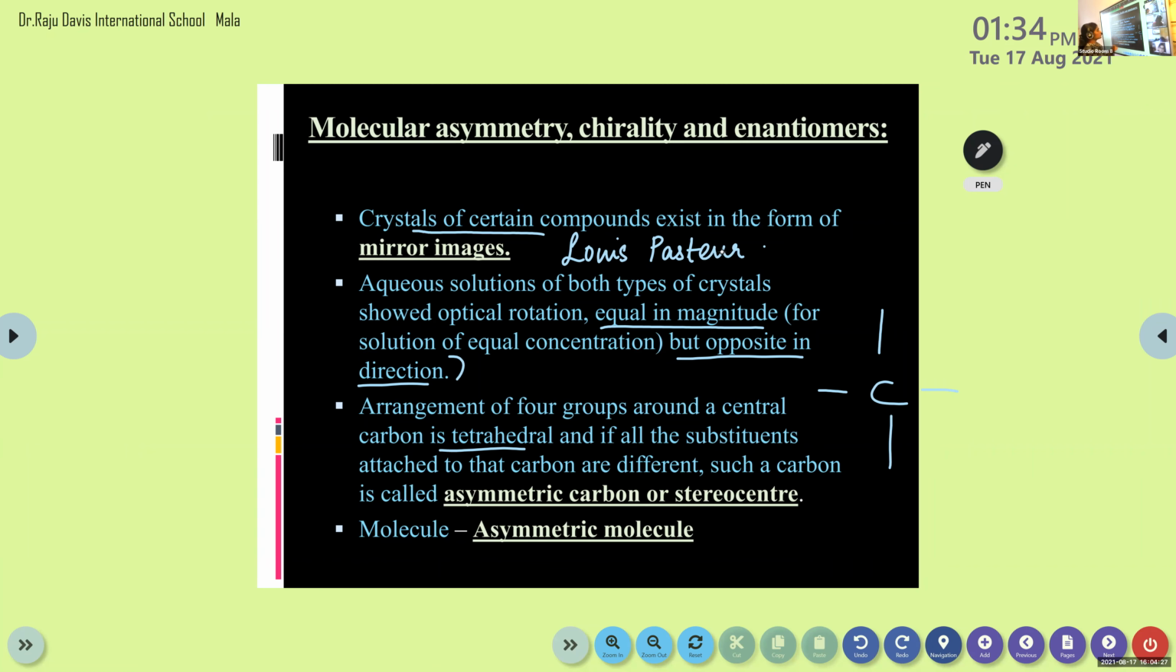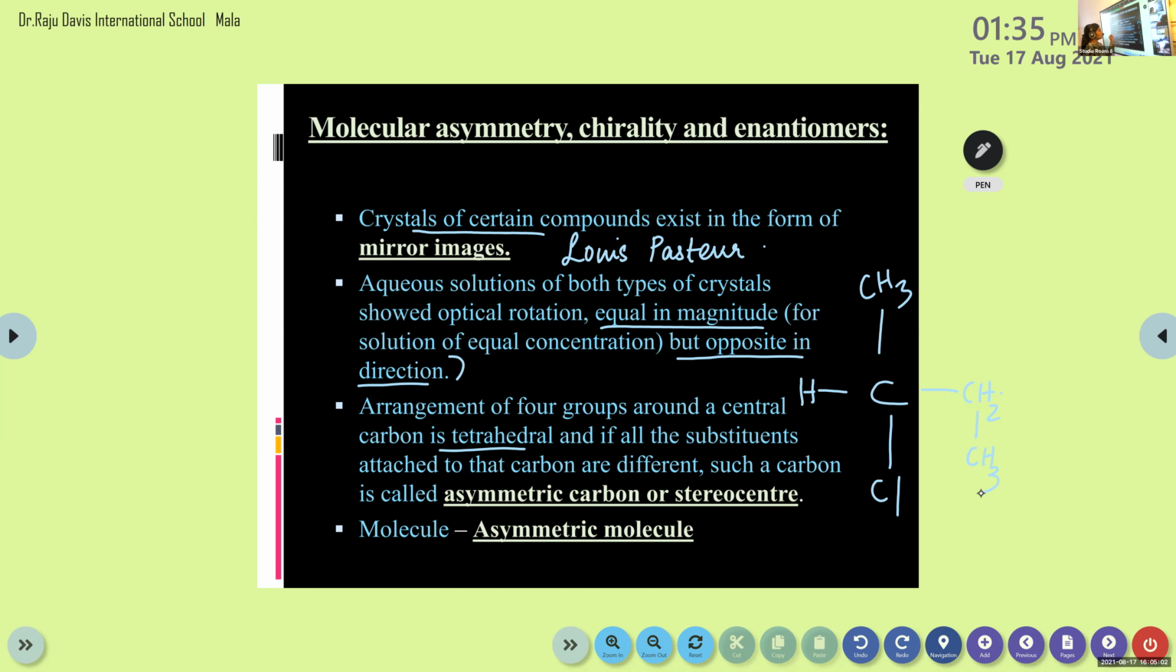Arrangement of 4 groups around a central carbon is tetrahedral, and if all the substituents attached to that carbon are different, such a carbon is called asymmetric carbon or stereo center. Here the carbon is surrounded by one CH3 group, then H, then Cl, then CH2CH3. Look at the different substituents around this carbon atom. They all are different, right? Methyl group is there, hydrogen is there, chlorine is there, ethyl group is there.